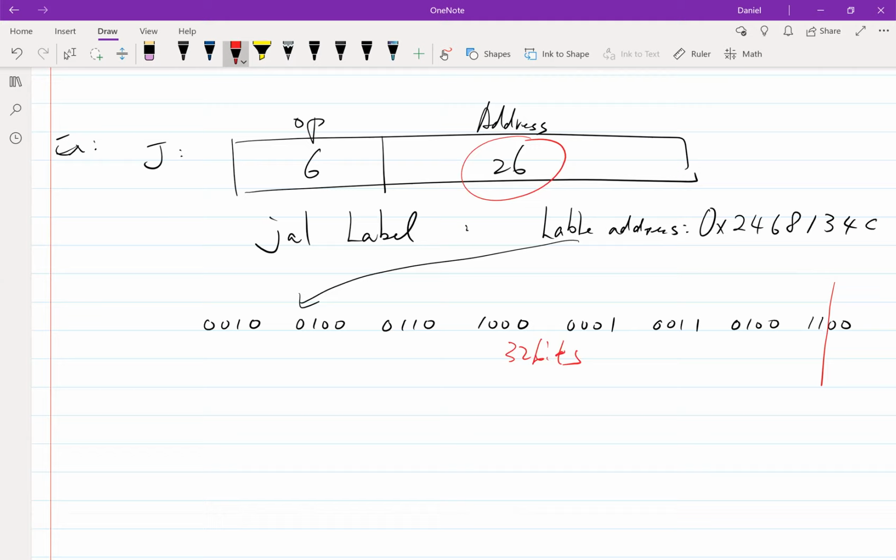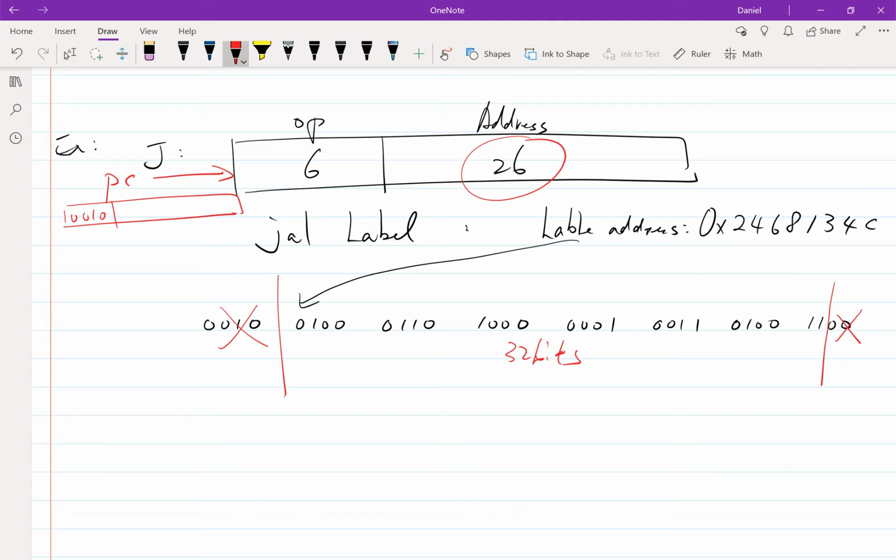And now what happened? What about the other 4 bits? I will trim from the first 4. So I don't need the first 4. Why? Again, for each instruction, there is an address, right? And we assume that the address will have the same 4 bits, because the instructions are close to each other. So this is the assumption, right?